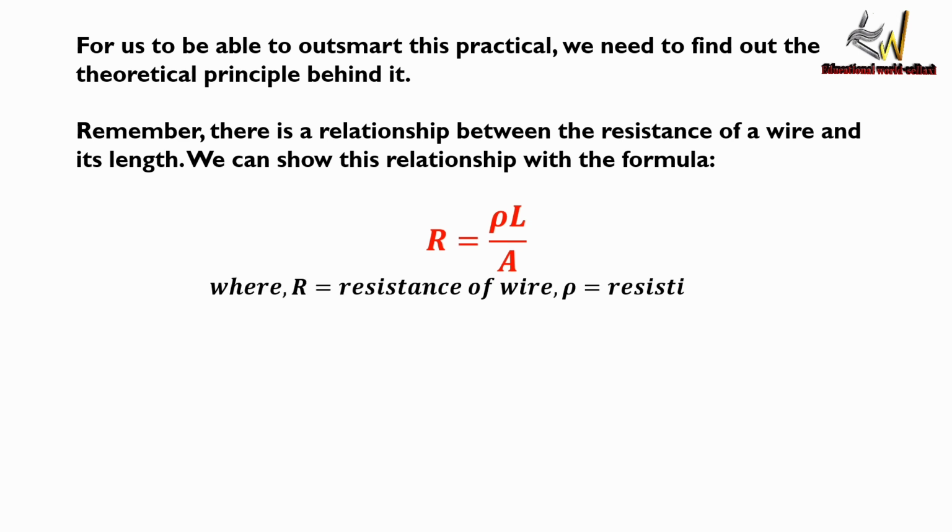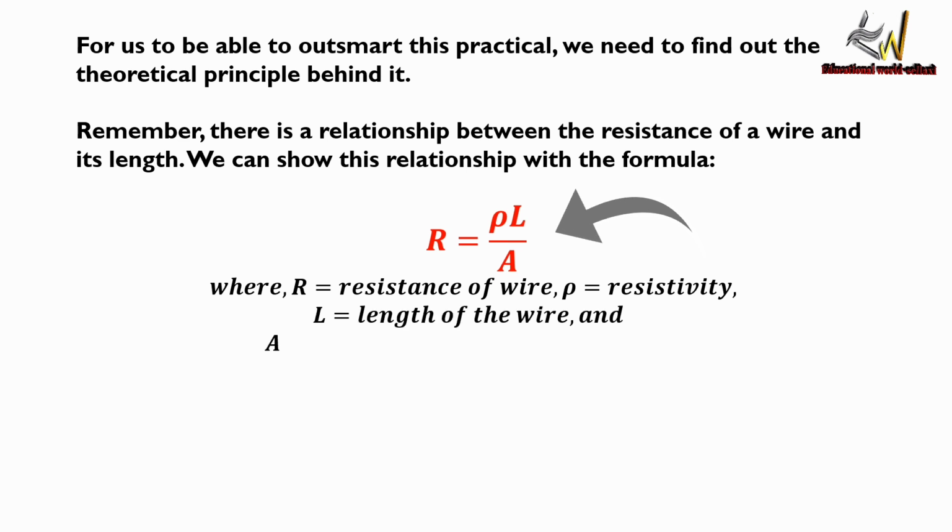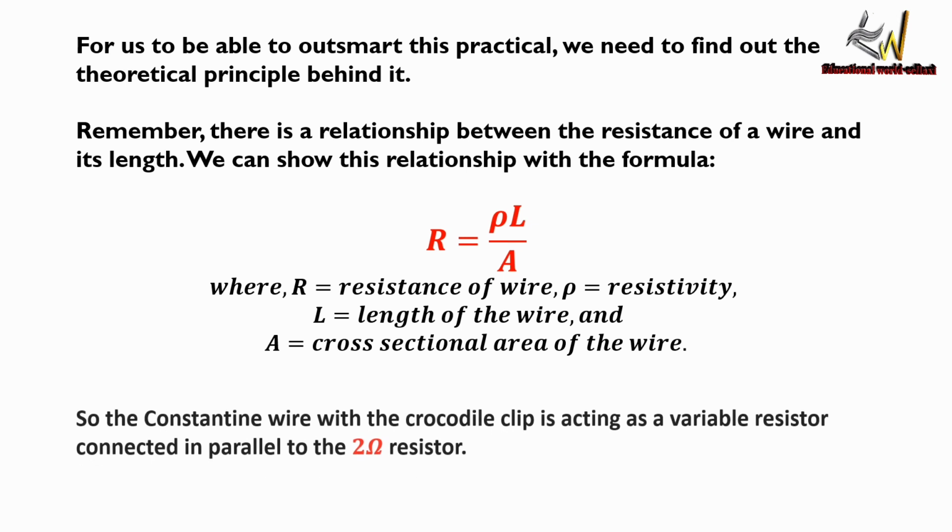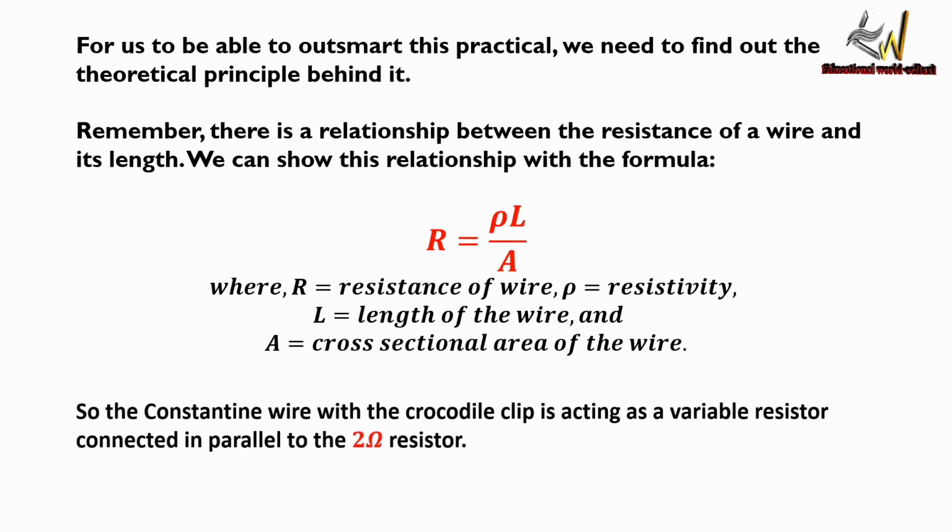We can show this relationship with the formula R = ρL/A, where R is the resistance of the wire, ρ is the resistivity, L is the length of the wire, and A is the cross-sectional area of the wire. The Constantan wire and the crocodile clip act as a variable resistor, connected in parallel to the 2 ohm resistor.